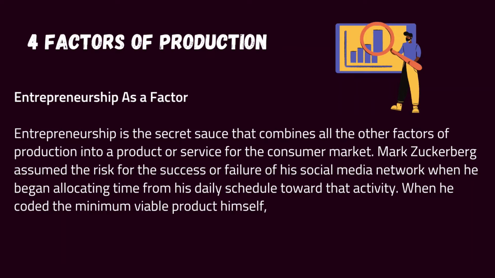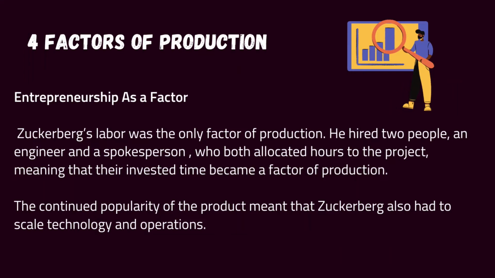When he coded the minimum viable product himself, Zuckerberg's labor was the only factor of production. He hired two people, an engineer and a spokesperson, who both allocated hours to the project, meaning that their invested time became a factor of production. The continued popularity of the product meant that Zuckerberg also had to scale technology and operations.